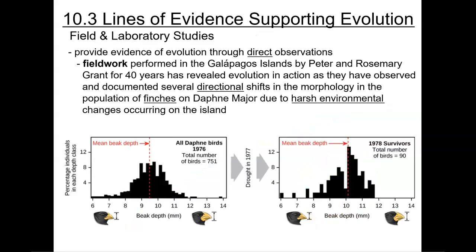Field and laboratory studies provide evidence of evolution through direct observation. Field work was performed in the Galapagos Islands by Peter and Rosemary Grant for 40 years and reveals evolution in action, as they observed and documented several directional shifts in the morphology and populations of finches on Daphne Major due to harsh environmental changes occurring on the island.